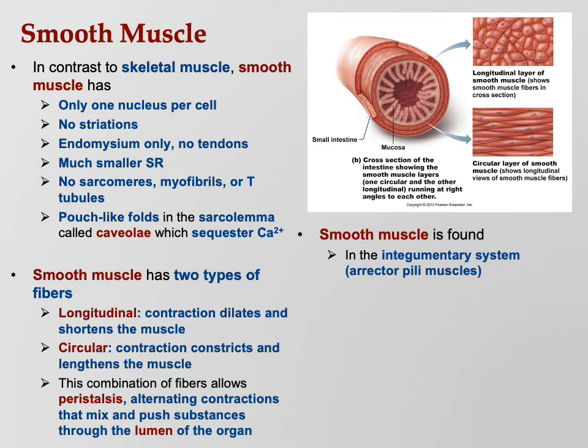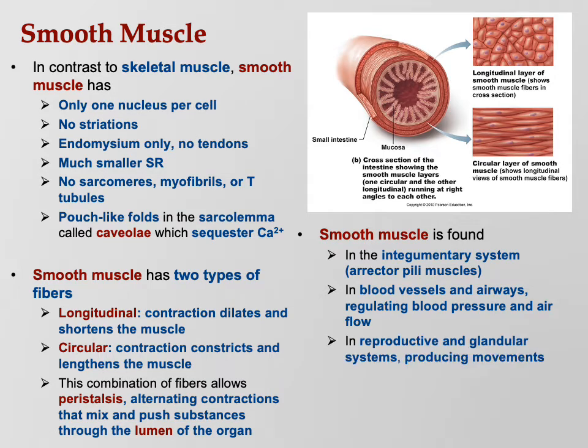Where do you find smooth muscle? In the integumentary system, those are arrector pili muscles. In blood vessels and airways, regulating blood pressure and airflow. So one of the main controls over your blood pressure is the dilation and constriction of blood vessels. When you constrict a blood vessel, it makes the diameter smaller. That raises blood pressure. When you dilate a blood vessel, it makes the diameter larger, which lowers blood pressure.